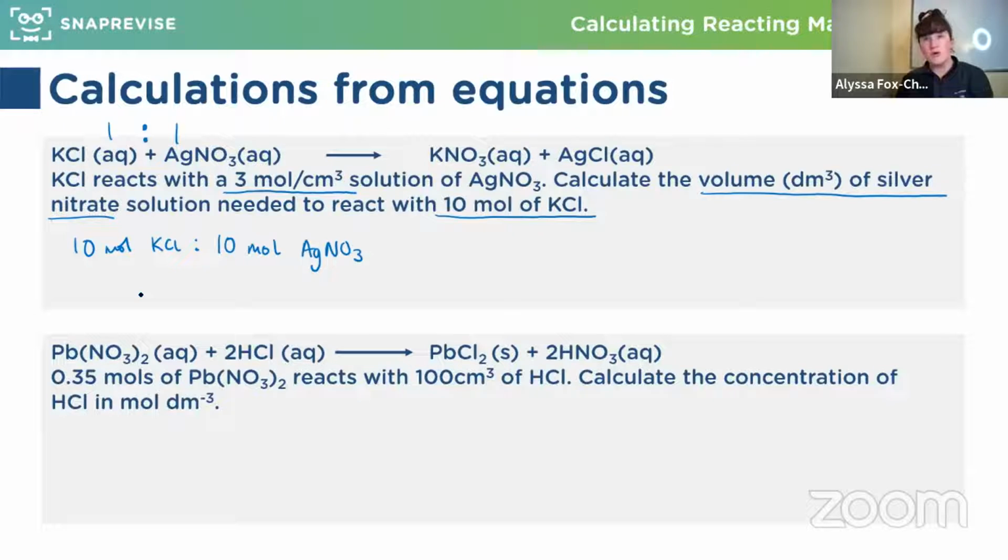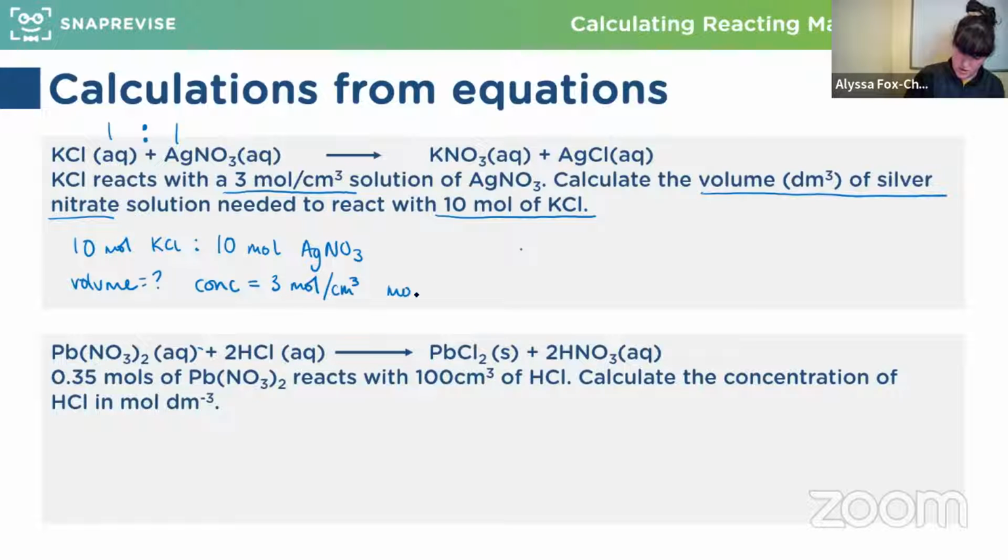That means I've now got a mole amount of AgNO3. I'm calculating the volume of it, and I've got a concentration. So there we go. I'm looking for the volume. That's what I'm looking for. My concentration, actually, let's write it over here. Volume is what I'm looking for. Concentration I've been given as 3 moles per centimeter cubed. And I've worked out my molar amount is 10.